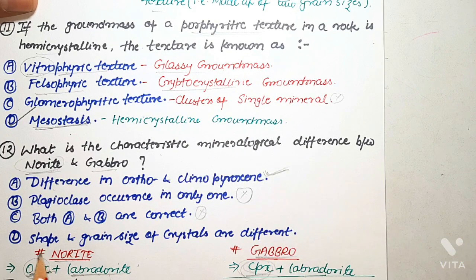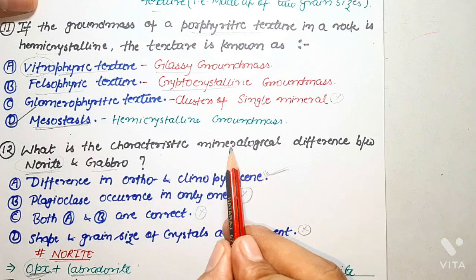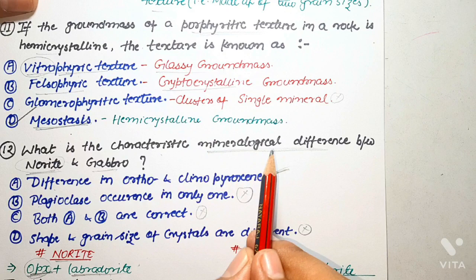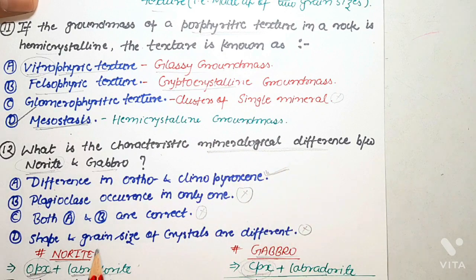Now, the fourth option is that shape and grain size of crystals are different. This is totally out of the box, because the question is asking about mineralogical difference. Also, shape and grain size of crystals are not different in norite and gabbro. The main, characteristic difference is OPX and CPX.